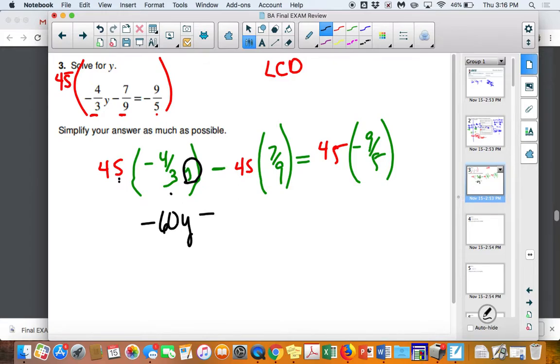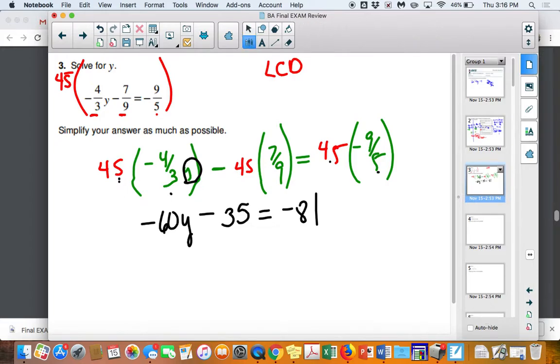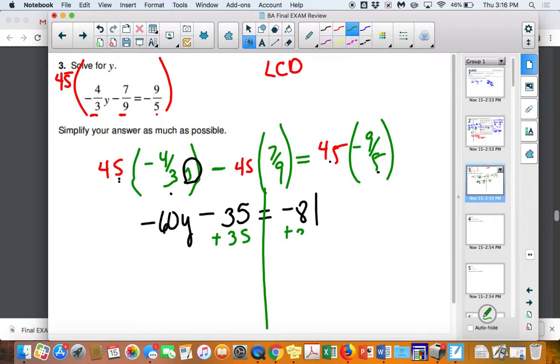All right, then we go to the next one, and we have 9 goes into 45 5 times, and 5 times 7 is 35. Again, type it in your calculator, you get the right answer. Let's see here, 45 times -9/5, so 5 goes in here 9 times. 9 times -9 is -81. So now it's just a basic equation. So I need to, you can put your little fence up if you want to. Add 35 on both sides.